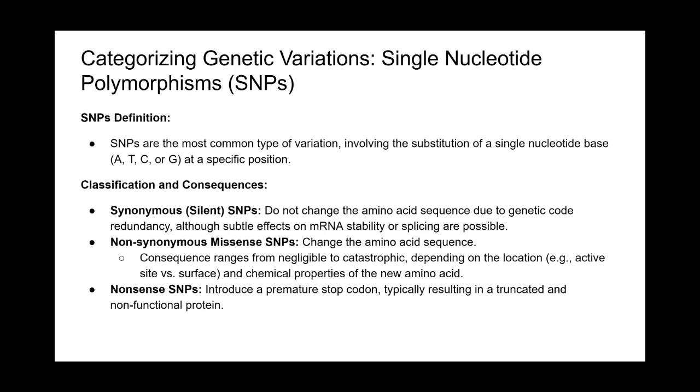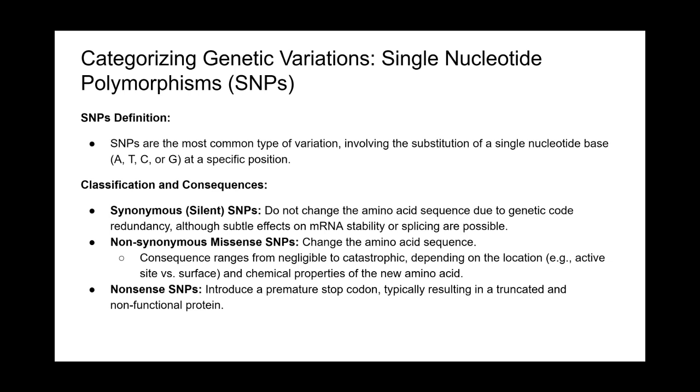Non-synonymous single nucleotide polymorphisms are genetic variations that alter the amino acid sequence of a protein. These variations are further categorized into two types, missense and nonsense. Missense single nucleotide polymorphisms occur when a change in the nucleotide sequence results in a different amino acid being incorporated into the protein. The impact of this change can vary widely. It may be negligible or entirely disruptive, depending on the chemical properties of the new amino acid and its position within the protein's three-dimensional structure.